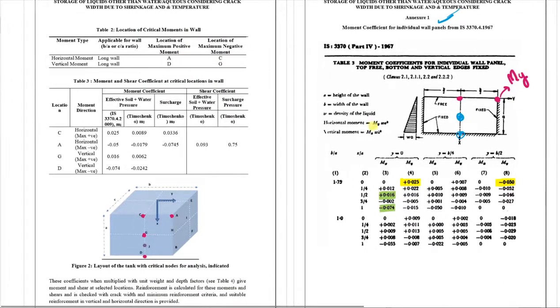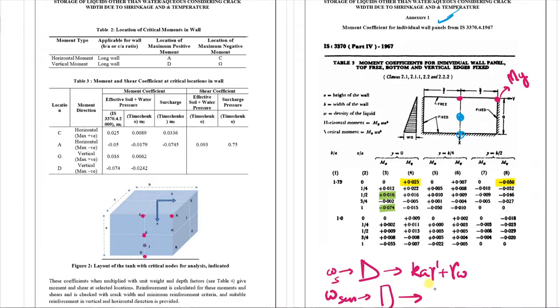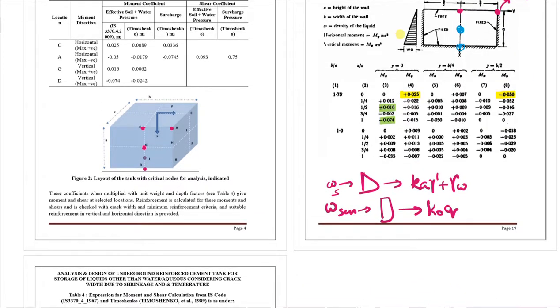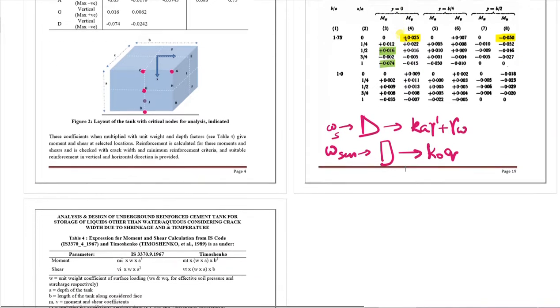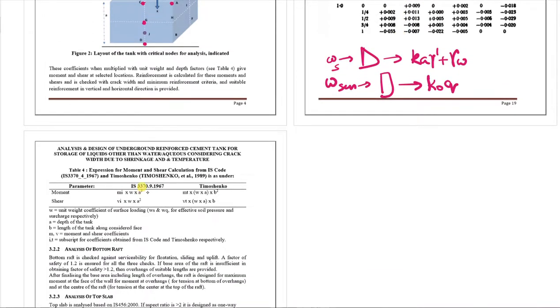Now, we multiply these values, Mx and My, with the density coefficients that we have already seen above. So here in our case, for soil load, which gives the triangular loading, the coefficient of density is Ka gamma dash plus gamma w. And for surcharge load, it is rectangular in nature, so we have only K naught Q naught. Okay, this is the W here, and AQ is the height coefficient.